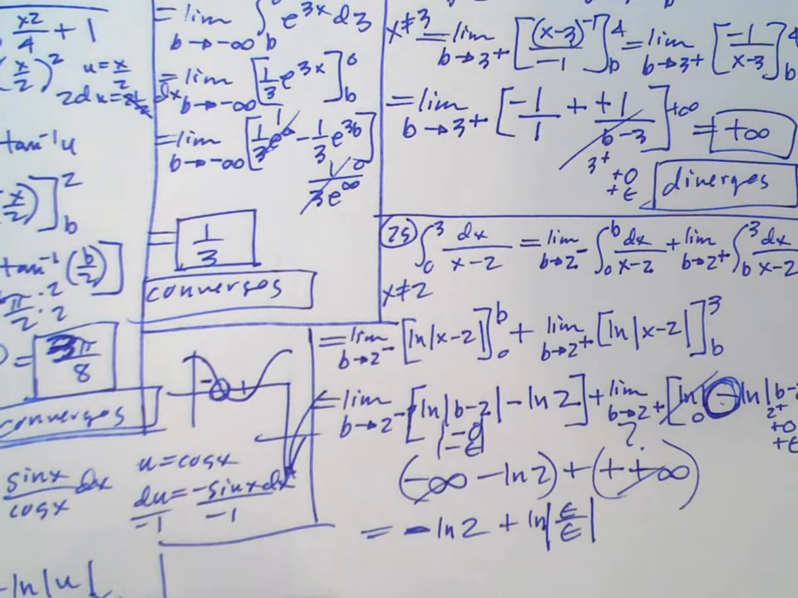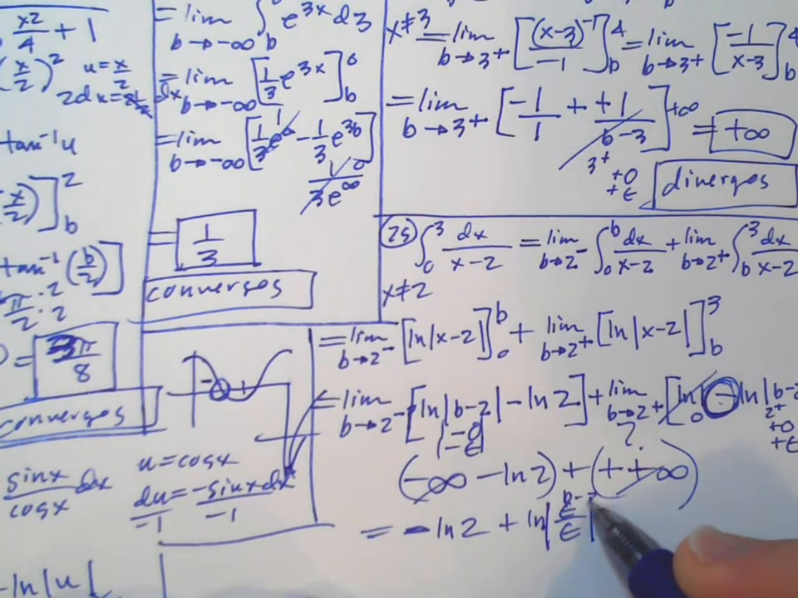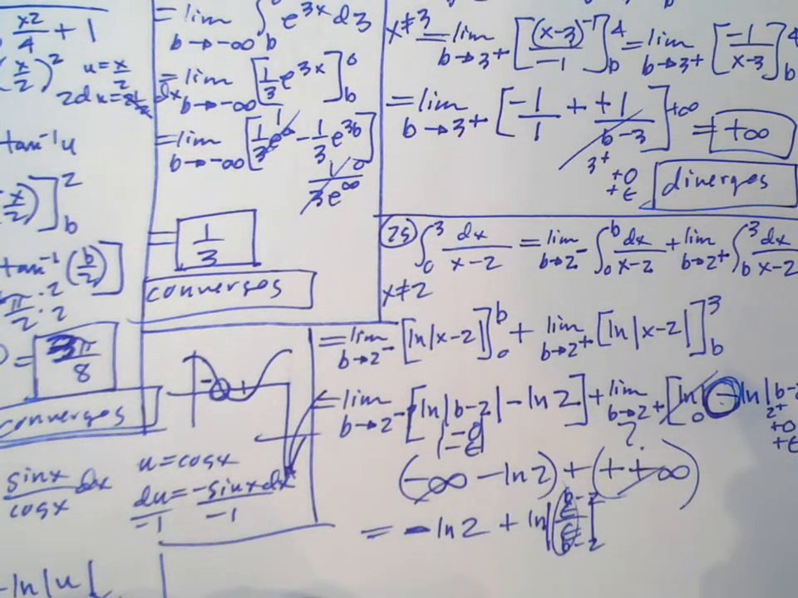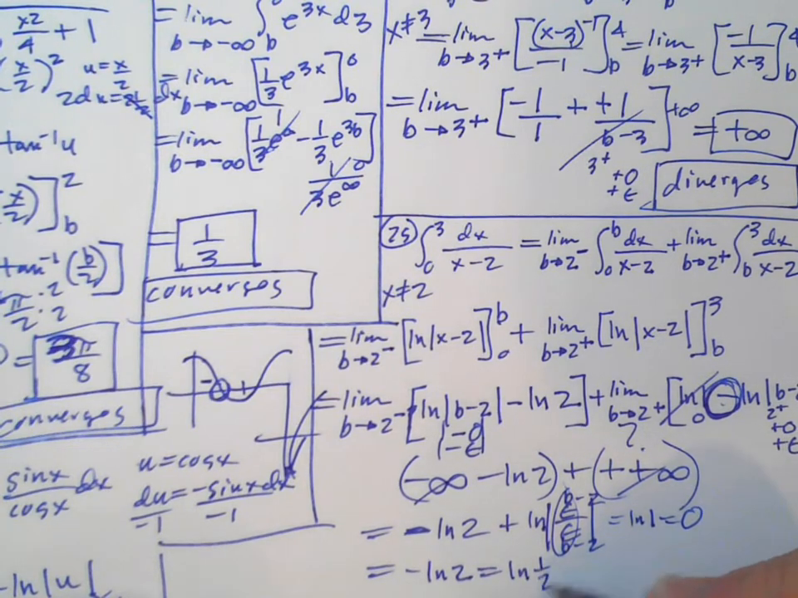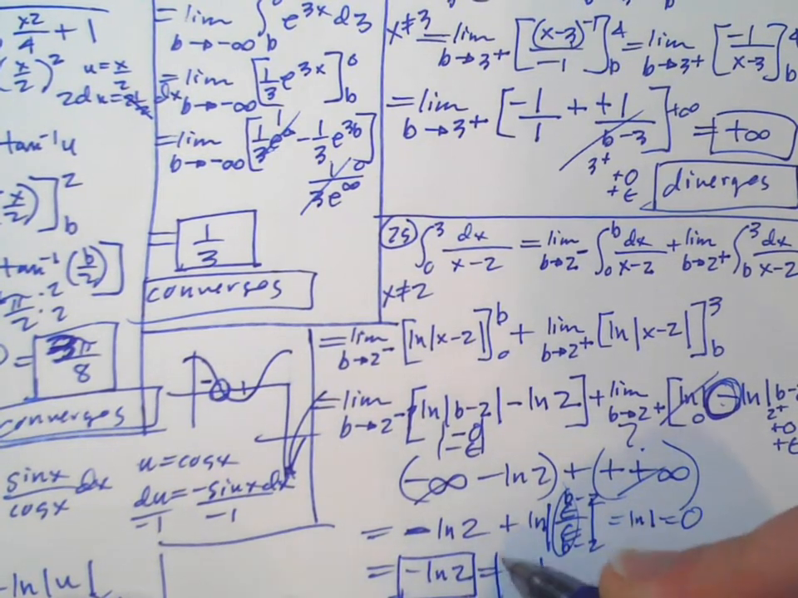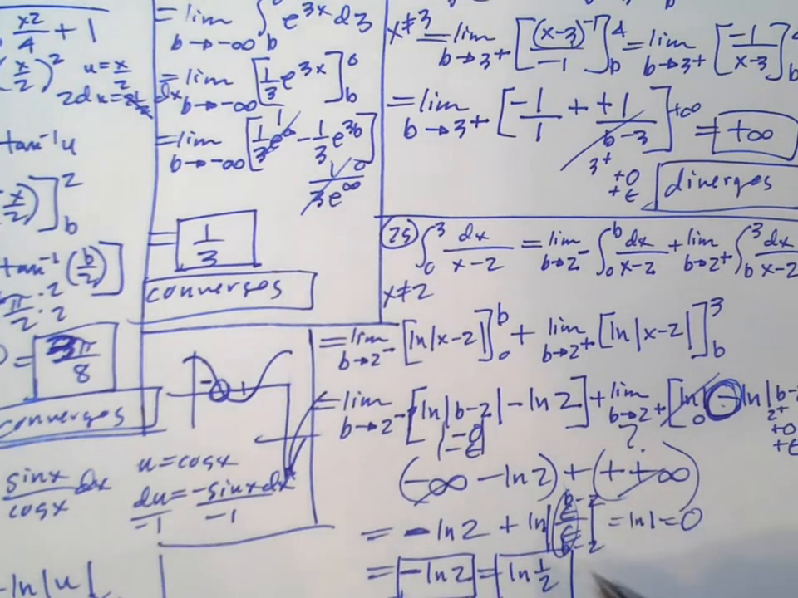And this is b minus 2 over b minus 2. It's natural log of 1. This would end up being natural log of 1, which is 0. And your final answer would be negative natural log of 2 or natural log of 1/2. So I think the back of the book says divergent, but I think this is the actual answer.